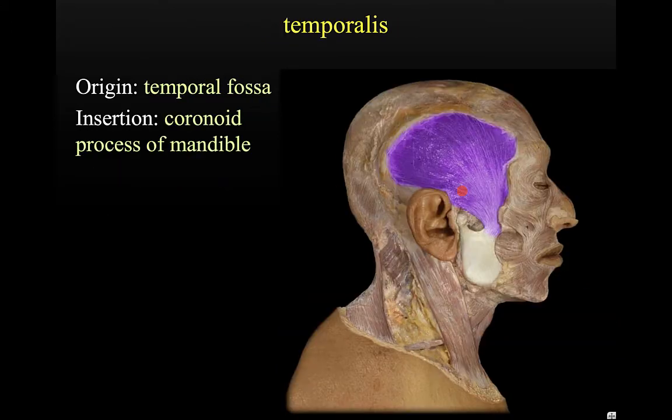Now we're going to have a couple of muscles of mastication, mastication being chewing, and we're going to be focusing on the kind of most intense part of the chewing, that is the elevation of the mandible. So we have two muscles that elevate the mandible.